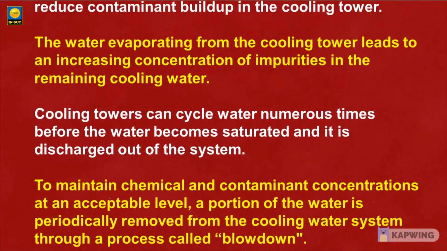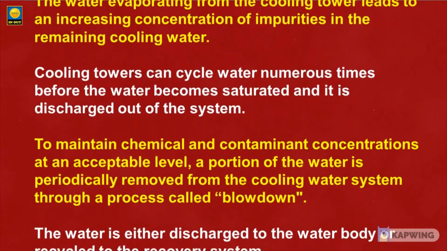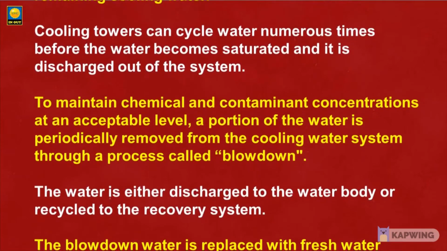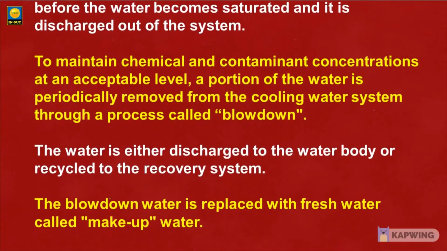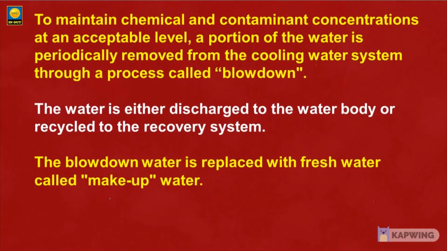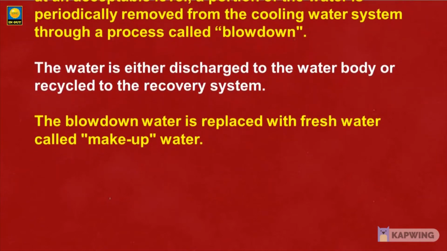To maintain chemical and contaminant concentrations at an acceptable level, a portion of the water is periodically removed from the cooling water system through a process called blowdown. The water is either discharged to the water body or recycled to the recovery system. The blowdown water is replaced with fresh water called makeup water.